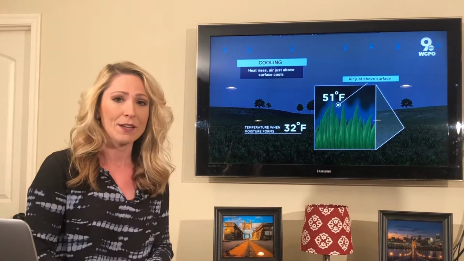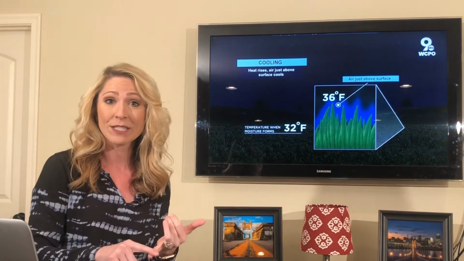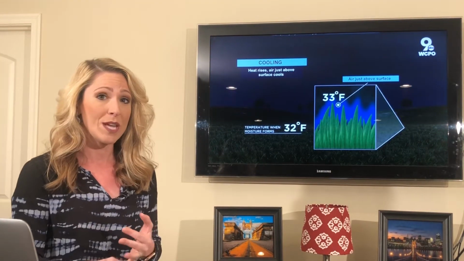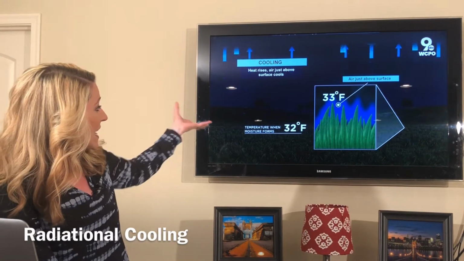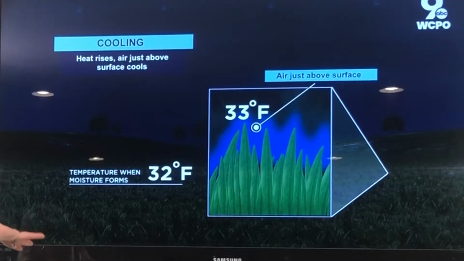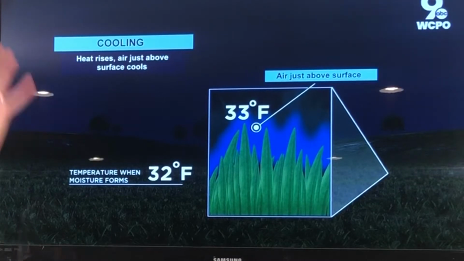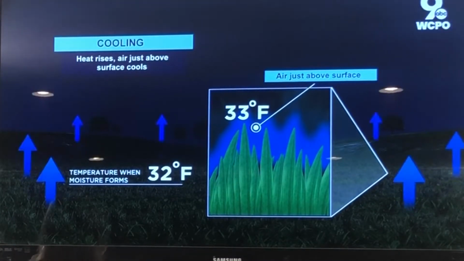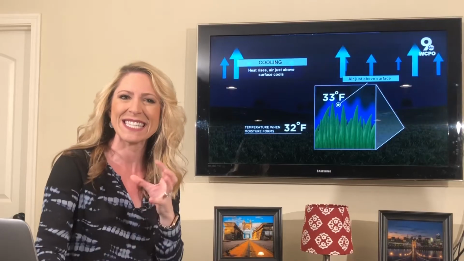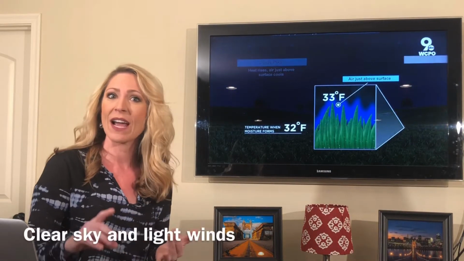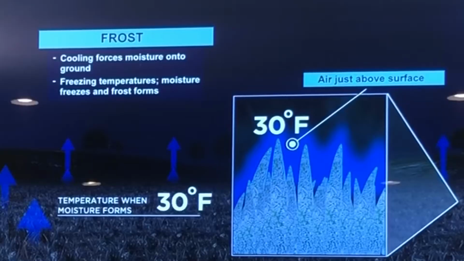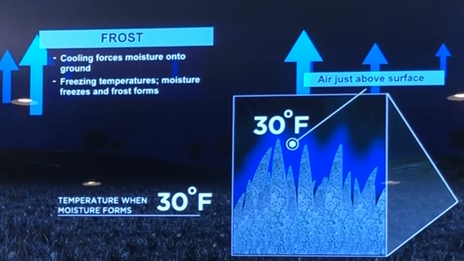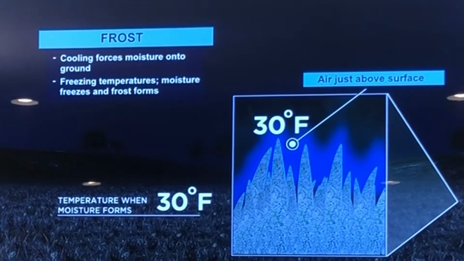But at night, especially when you have a clear sky and a light wind, we get a process called radiational cooling. And it basically just means that the energy that was here at the surface radiates back up, and thus we cool down. Happens all the time at night, but it is intensified when you get the clear sky and the light winds. But as that temperature continues to fall, what little bit of moisture may be out there in the atmosphere starts to make its way to those grass blades and turns into ice.